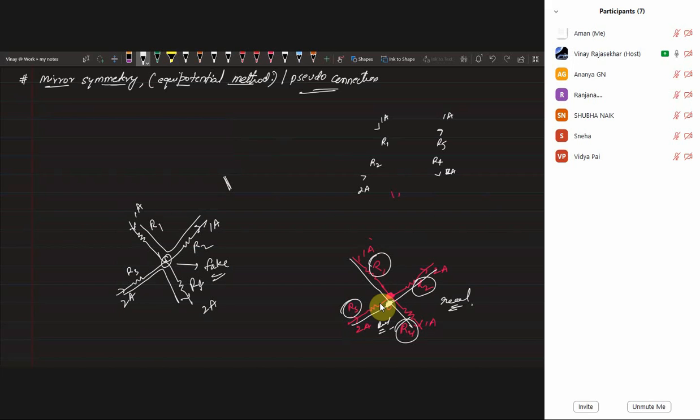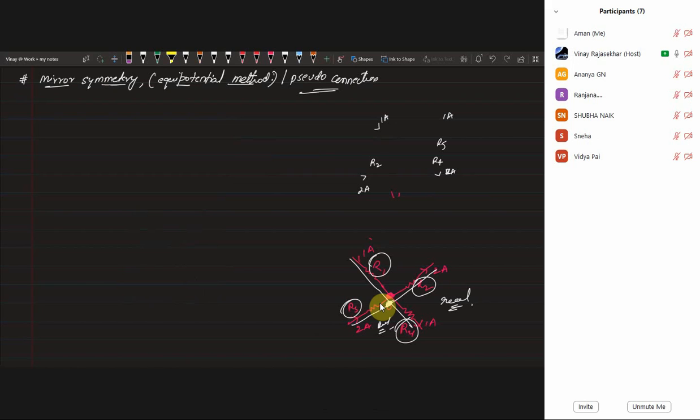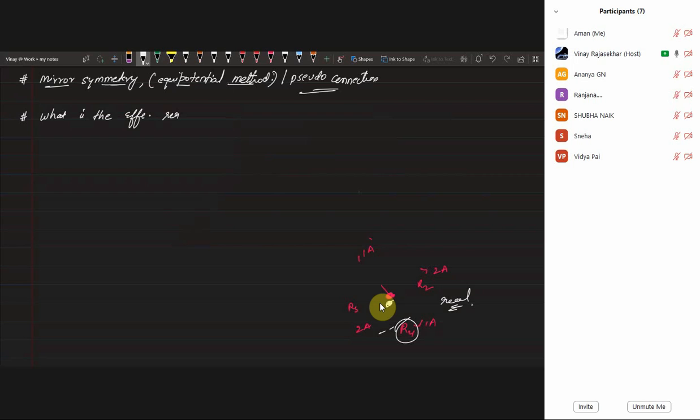Did you understand this concept? Now I'll give you the circuit. One minute, I will erase this. So the question is: what is the effective resistance between A and B? This is the circuit diagram.